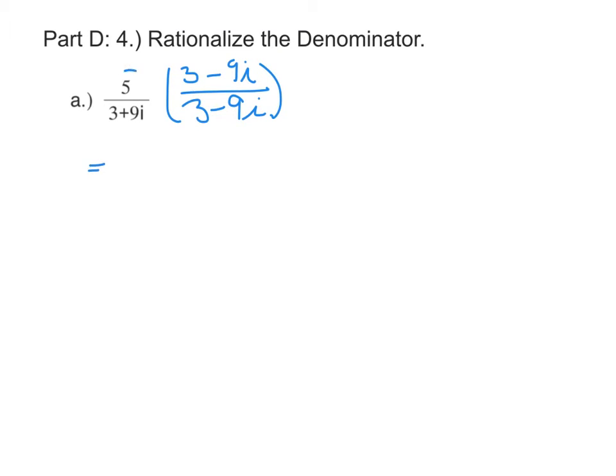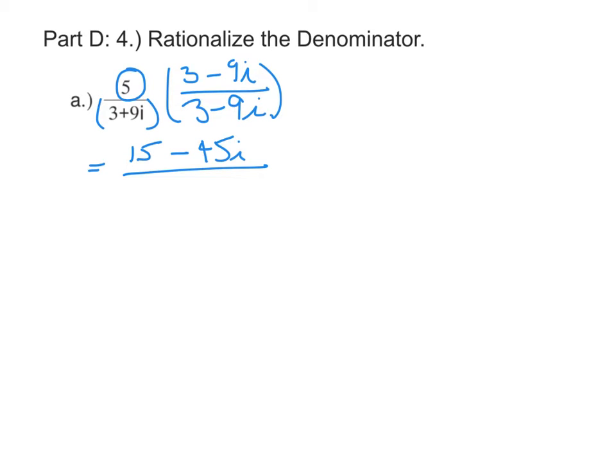In the numerator, since we only have this single 5, that's just going to get distributed into 15 minus 45i. But in the denominator, we have to FOIL that out. Luckily, it's going to be the difference of two squares because everything's the same in both of them. It's just one's plus and one's minus.